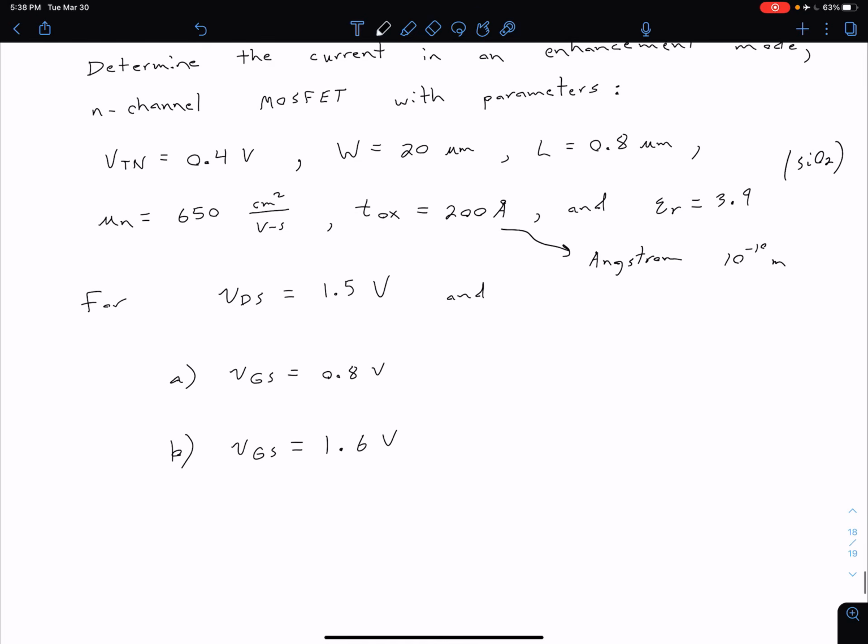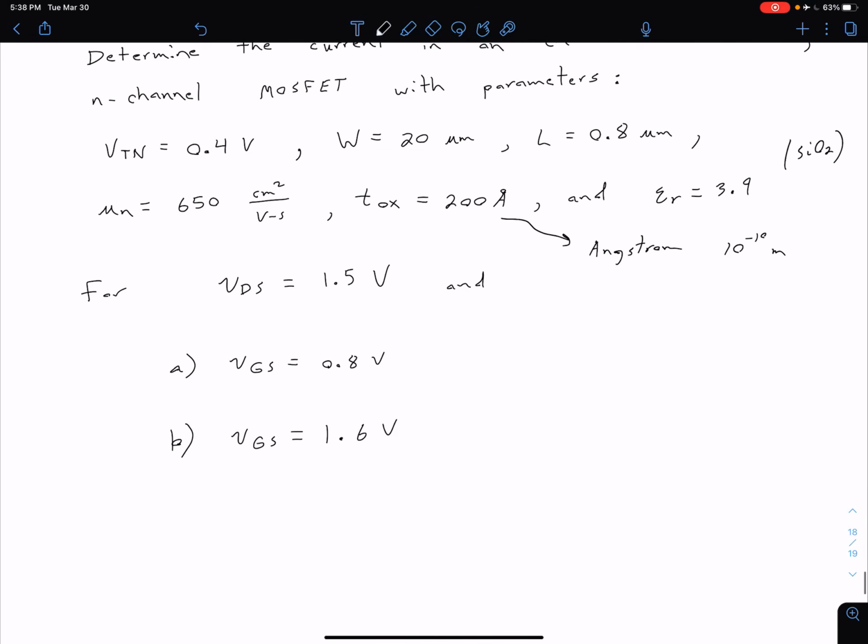Okay, so the first thing that we want to do is determine what operating mode we're in. We can do that by considering for each of these gate voltages what our VDS sat is. In this case, our VDS sat is VGS, which is 0.8, minus our VTN, which is 0.4. And we see that our VDS sat is going to be 0.4 volts for this first case. And because our 1.5 is above that, we know that we're in the saturation region.